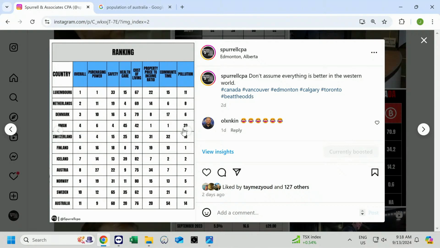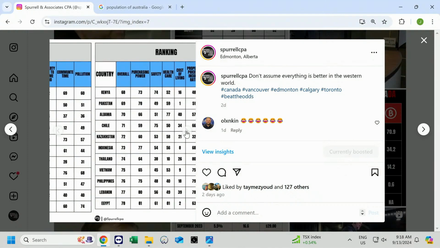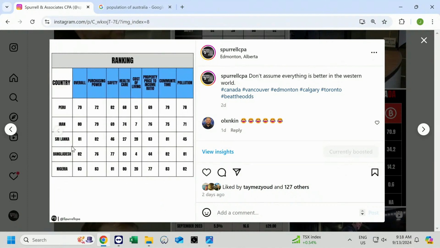And so this is a good outlier of where we are. You start looking at where it's really bad. It's like Peru, Iran, Sri Lanka, Bangladesh, Nigeria. It's like, okay, I kind of get it, right? And this list really only goes 83 deep, right? There's more countries than 83 countries, right?